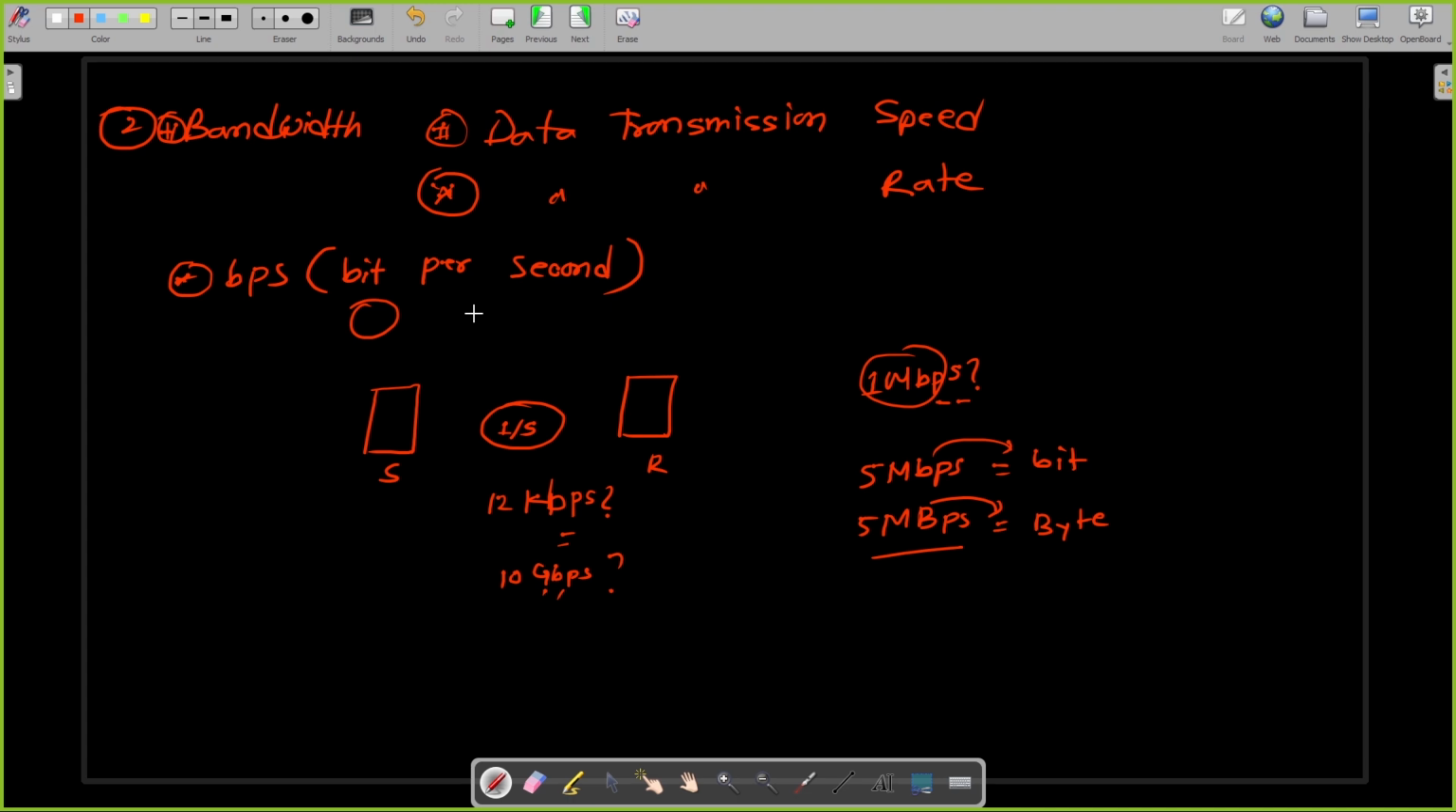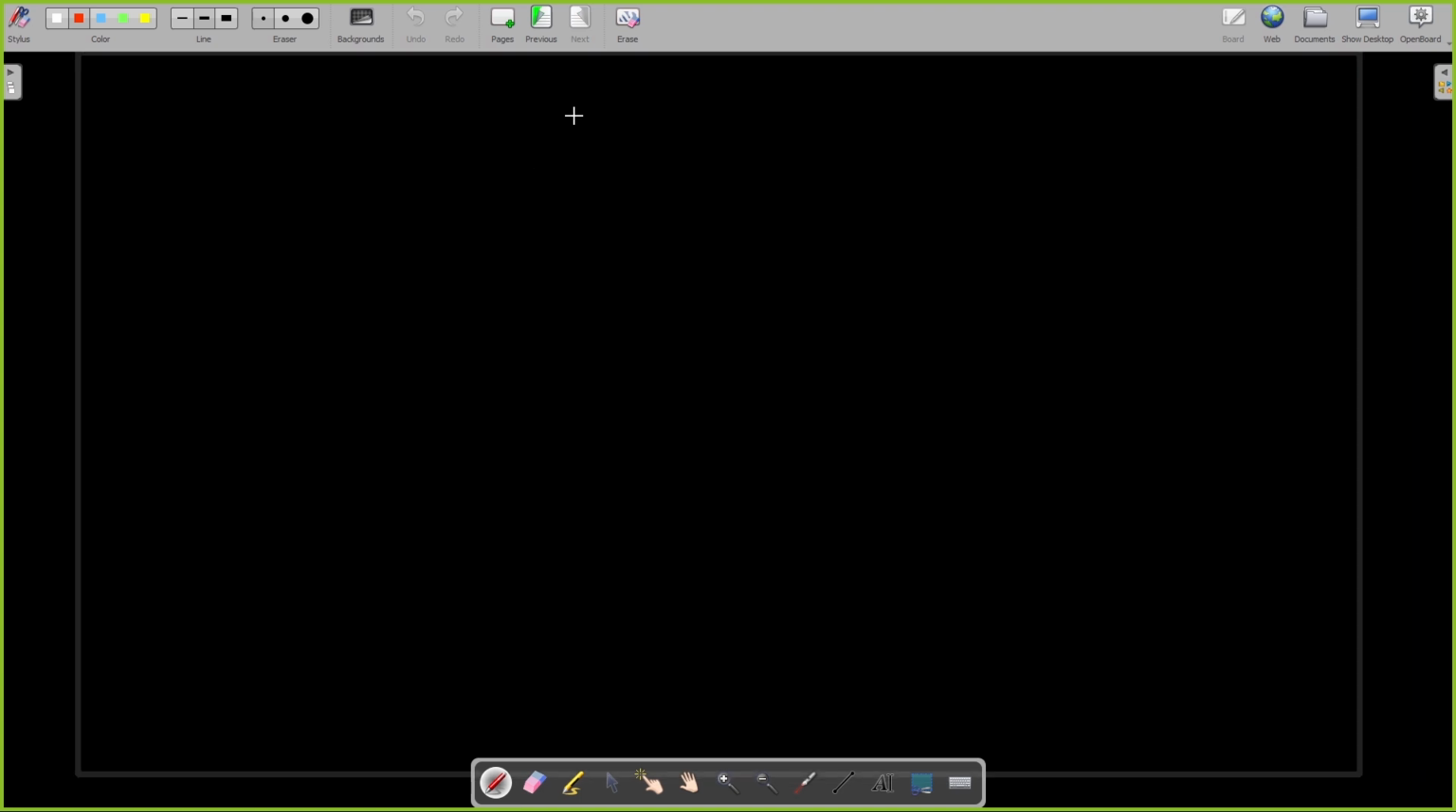Yes, sir. Okay, now we have to know about the classification of bandwidth or data transmission speed. That means if you have the speed, the speed can vary. So there are three kinds of data transmission speed or bandwidth.